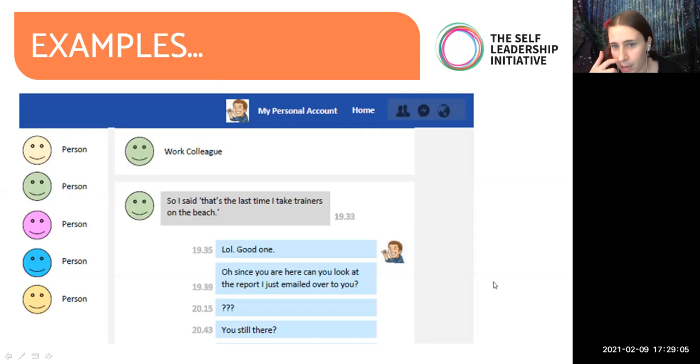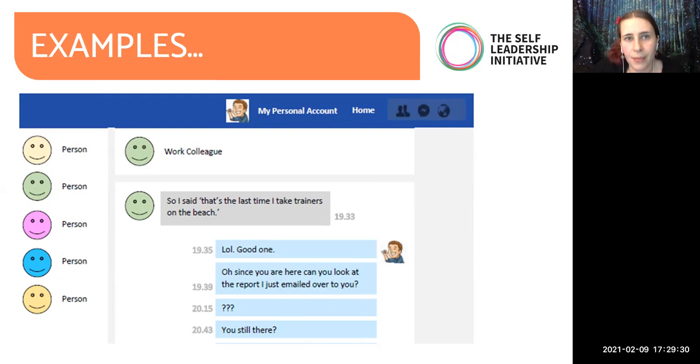Different examples. So perhaps on a Facebook account, we've got two work colleagues having a discussion. We've got the end of a joke, and then later on in the conversation, "Since you're here, can you look at the report I just emailed over to you?" Again, I'll wait and see if anything comes through on the chat.